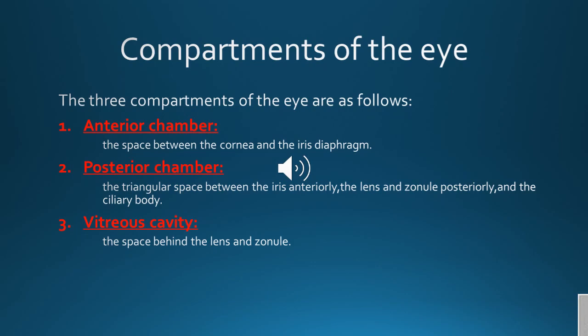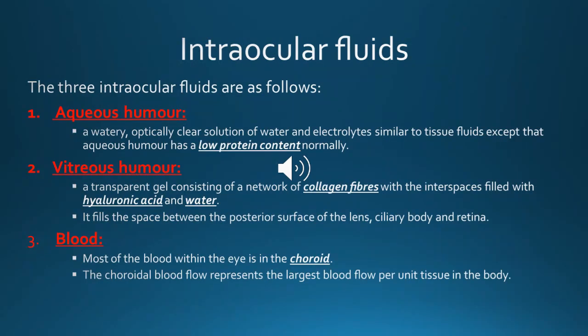The eye has three intraocular fluids: aqueous humor, vitreous humor, and blood. The aqueous humor is a clear watery solution formed of water and electrolytes, which is similar to the plasma except it has a low protein content, while the vitreous humor is formed of collagen fibers as well as hyaluronic acid and water. The blood. Most of the blood lies within the choroid. The choroid blood flow represents the largest blood flow per unit tissue in the body.